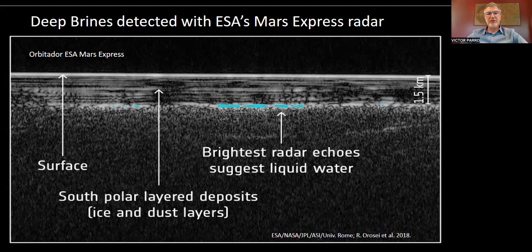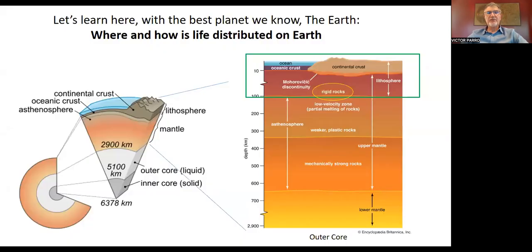And the point is just to be able to find its current presence, or just the remains of life from the past. But let's first understand what happened on Earth. Let's understand the only planet we know that has life, which is the Earth. And the point is, where and how is life distributed on Earth?